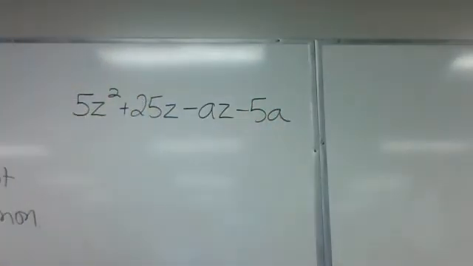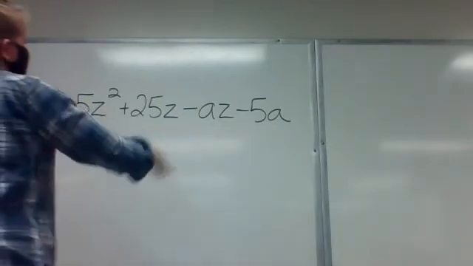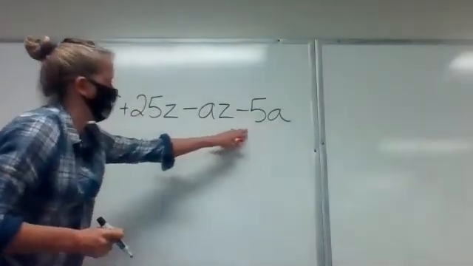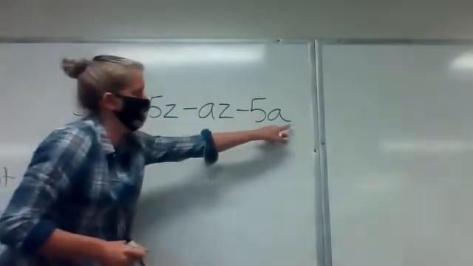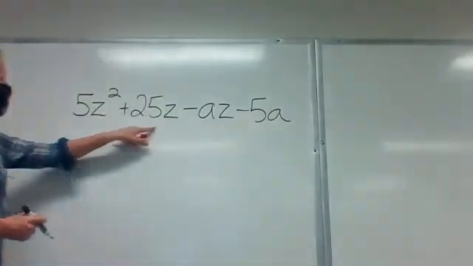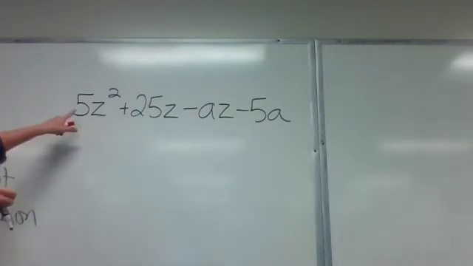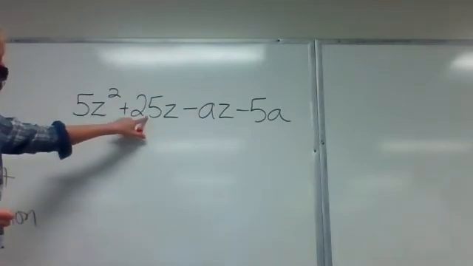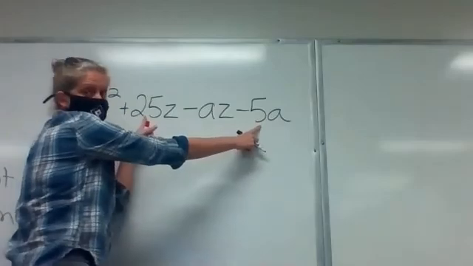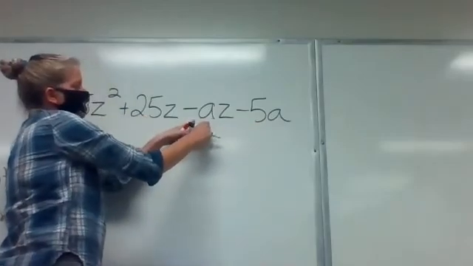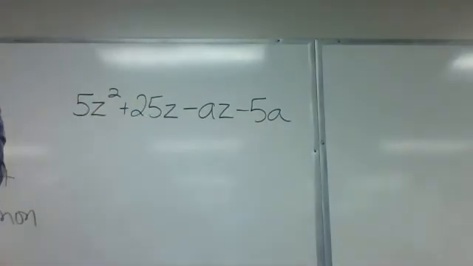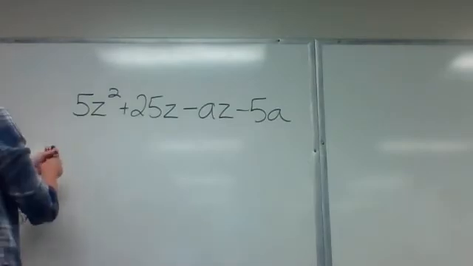Same thing, factoring by grouping. Nothing's in common all the way across. They don't all have Z's, because this last term doesn't. They don't all have A's, because these don't have A's. 5 almost goes into everybody. It goes into this one, and this one. But it doesn't go into this term, which means you can't pull out a 5. So there's not anything in common with all 4 terms, so we're going to group them.